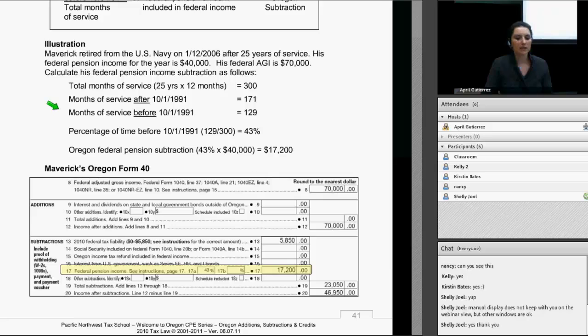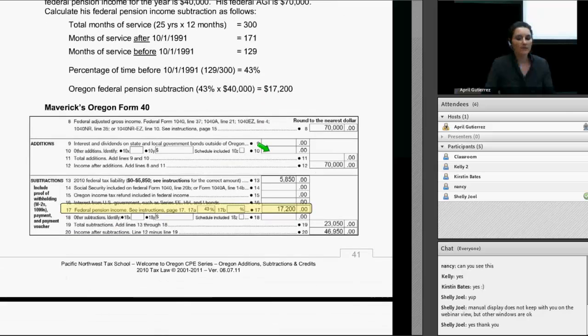How many months of service were after 10/1/1991? It's 171 months. And how many months of service were before 10/1/1991? 129. We're going to take the number of months of service before 10/1/91 and divide that into the total months of service. And when we do that, we get 43%. The Oregon federal pension subtraction will therefore be 43% of $40,000 or $17,200. And we enter that on line 17. We have to enter the percentage amount on line 17A and the amount of the subtraction on line 17.